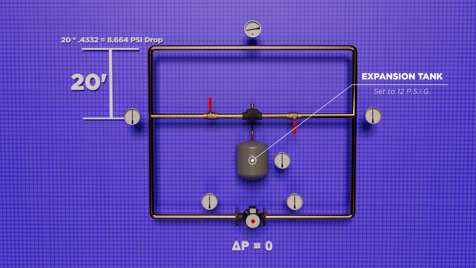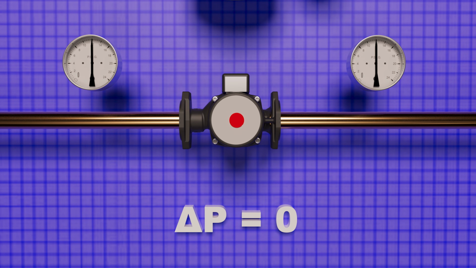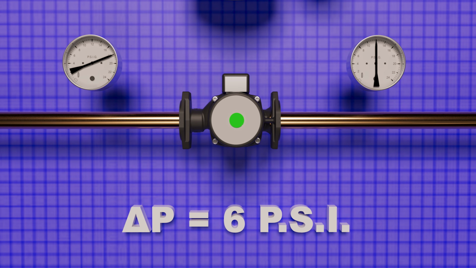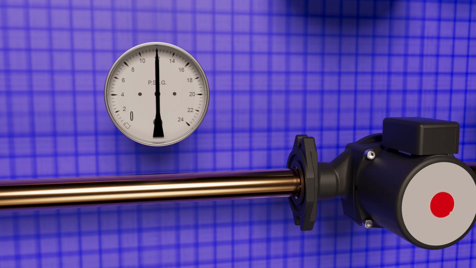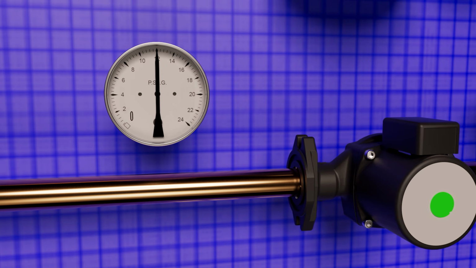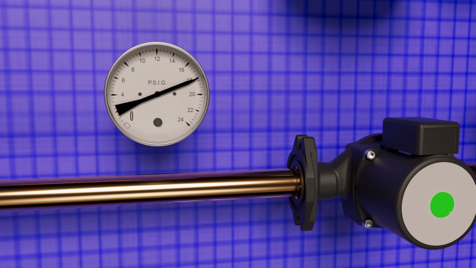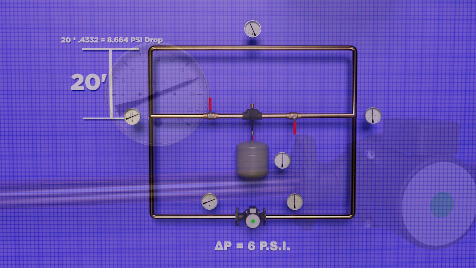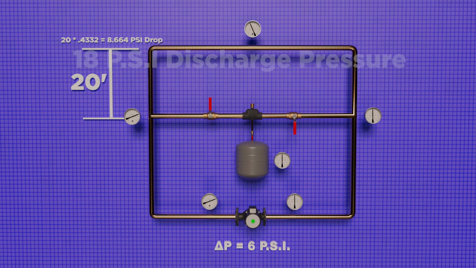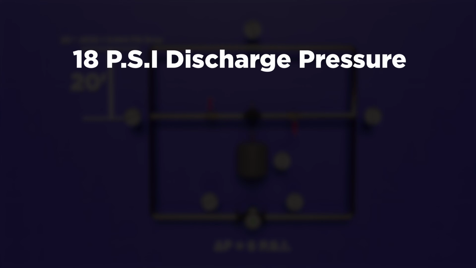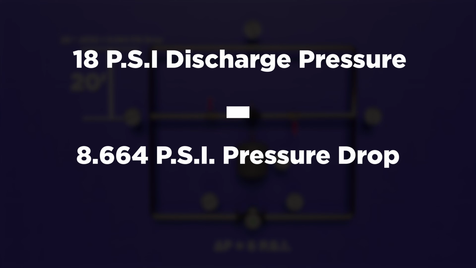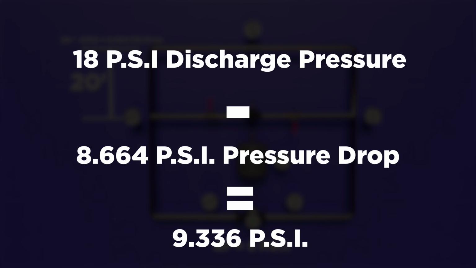When we power the circulator, it provides a delta P, or difference in pressure. How much difference depends on the circulator, but it's important to remember that a circulator will always create a differential pressure when energized. In this example, our circulator generates a differential, or delta P, of 6 psi. This increases the static pressure of 12 psi at the discharge of the circulator to a dynamic pressure of 18 psi. If we subtract the pressure required to get to the top of the system, 18 psi discharge minus 8 psi pressure drop, we are left with less than 10 psi at the top of our system.